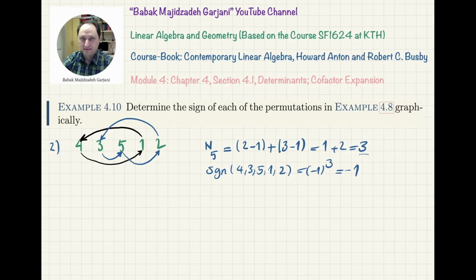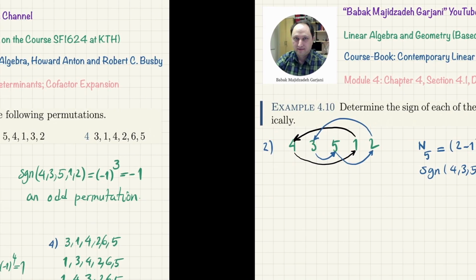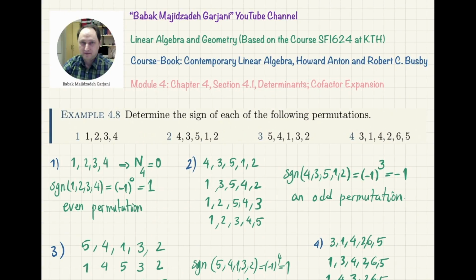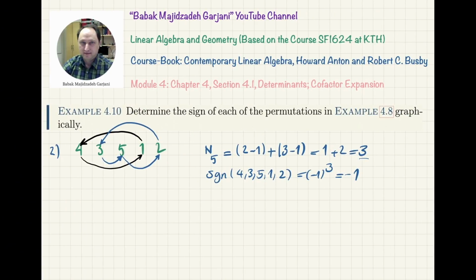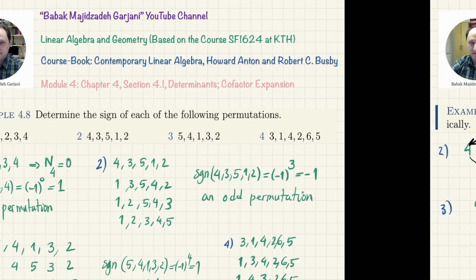So let us do the other one. So number 3 is this one. 5, 4, 1, 3, and 2. So number 3. It is 5, 4, 1, 3, and 2. Let me double check. Yes.